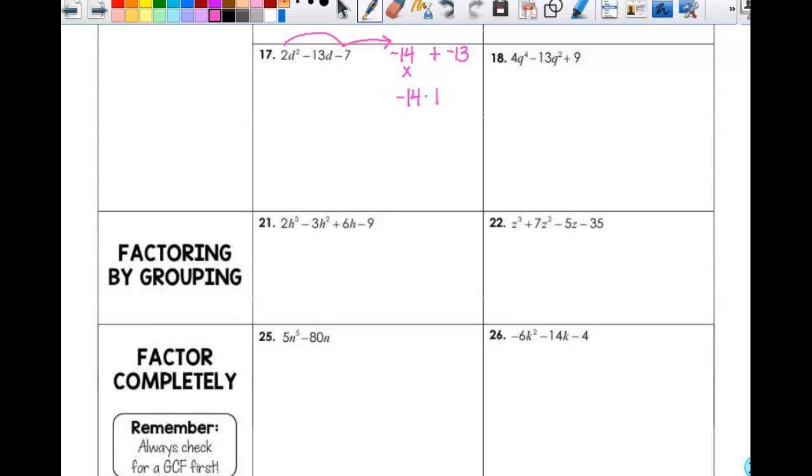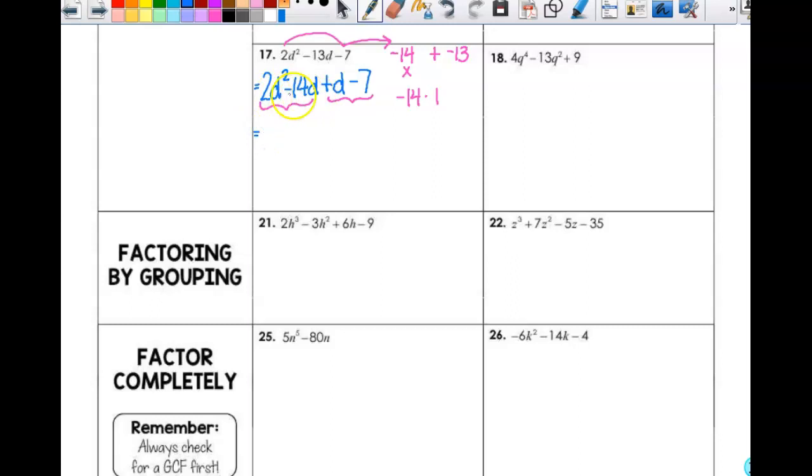Right? So then I come over here, and I have to split this middle term into these two things. So this becomes 2d squared minus 14d plus d minus 7. If I'd have put d first and negative 14d second, totally fine, doesn't matter. Okay. Now that I have split it into 4 terms, and all I did was split that middle term, now I'm going to group. I group the first 2 together and the second 2 together, and I factor out GCFs.